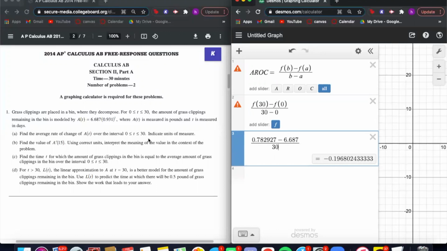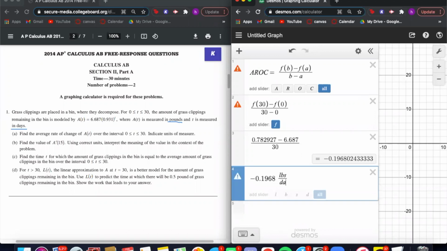We always have to remember to go back to the problem and look at the second portion, which is that we have to indicate units of measure. The units of measure are given to you in the problem. If we look back at the initial problem, it says A(t) is measured in pounds and t is measured in days. So the units of measure are pounds over days. When we write the final answer for letter A, we write negative 0.1968 pounds per day. So that's the final answer for letter A.